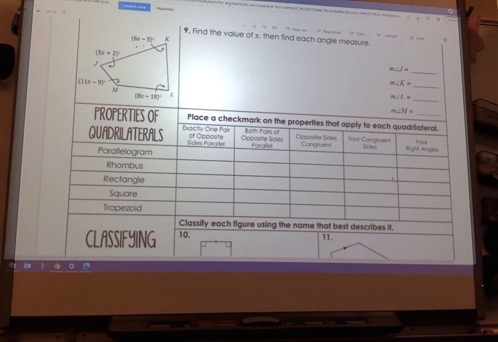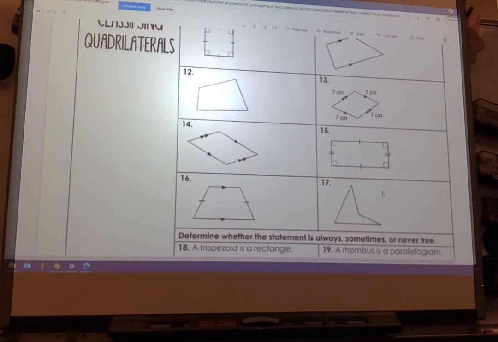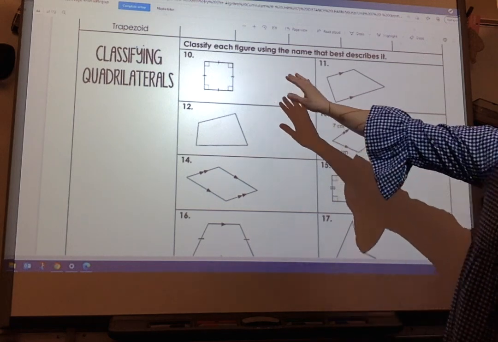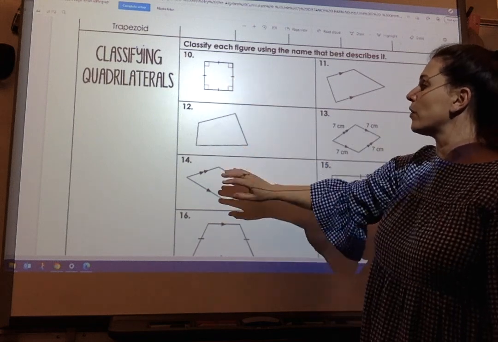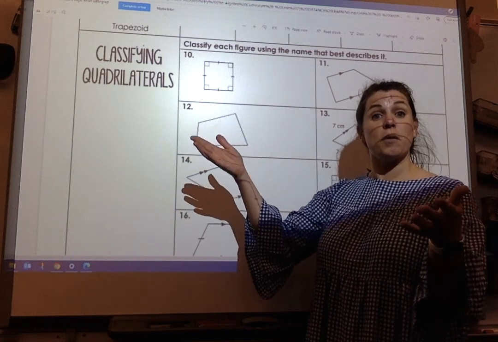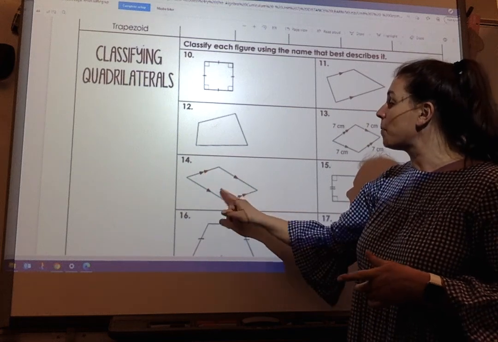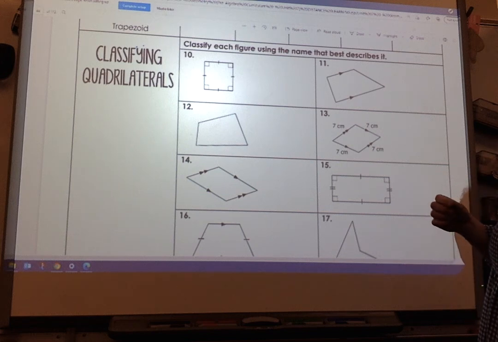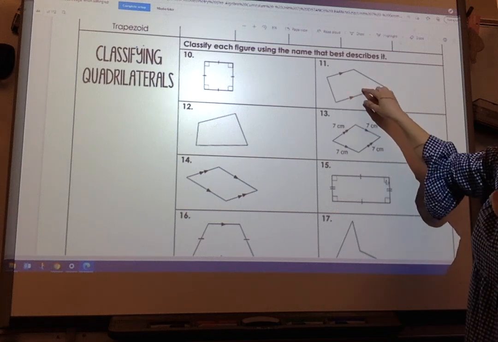So hopefully you can mark those in based on our previous video that we did together. If you just want to have fun classifying the quadrilaterals, I look down here, I'll just go down these right here. Number 10 is a square, because all sides are equal, all angles are 90. Number 12, it's not a parallelogram, it's not a trapezoid, so what's the only thing that we know about it? It's a quadrilateral, 4 sides, that's it. Done. Number 14, opposite sides are parallel, so I know that it is a parallelogram. Rectangle on this one, rhombus on this one, trapezoid on this one.